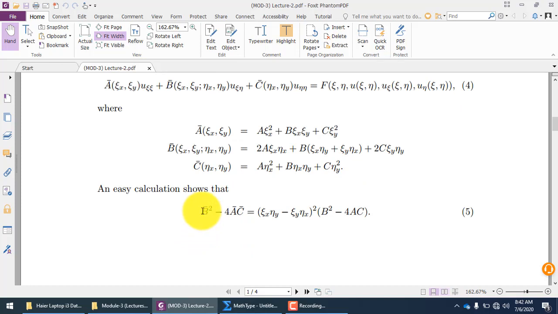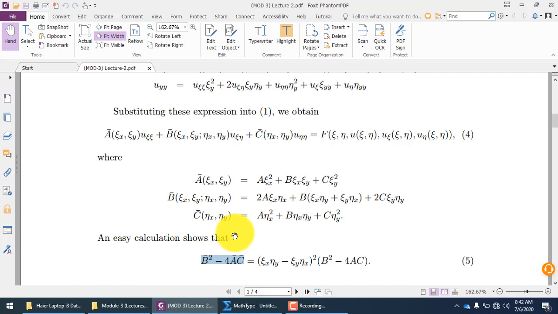I mean to say that b square minus 4ac in new variables xi and eta, I had named that b bar square minus 4 a bar c bar. A bar, b bar and c bar are the new coefficients of second order terms like u xi xi, u eta eta and u xi eta. You can also say that this is the new principal part of your second order partial differential equation in terms of new variables xi and eta.